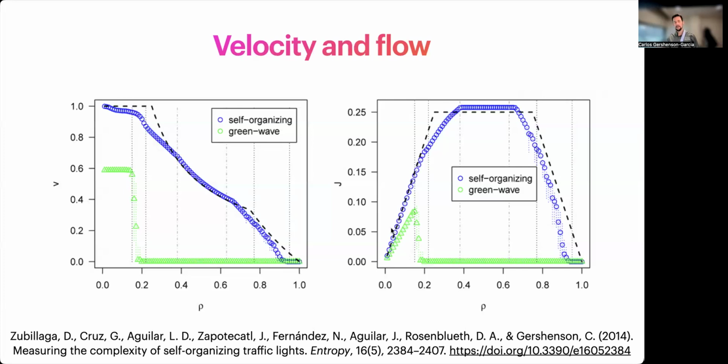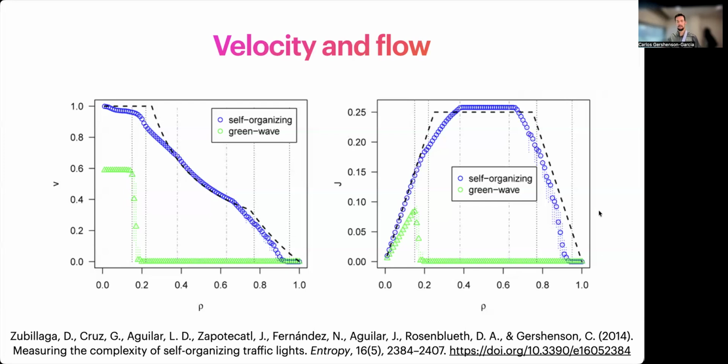On the right hand, we have the flow, which is velocity times density. We see that the dashed lines are the optimality curves. So this would be the best you could get in theory. For low densities, it is optimal. Then these other dotted lines are the phase transitions. Here you have maximum flow for a broad range of densities, and then it starts going down until you have congestion.